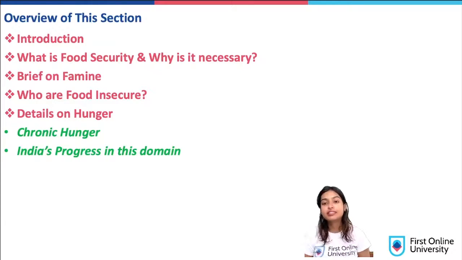Post that, we will be seeing a new term called famine. And what exactly is famine? We will be seeing the greatest famine that's occurred in India. Then we evaluate who are the people that are food insecure, who come under this category, and to whom these schemes such as Antyodaya Yojana, the PDS and the buffer stock apply.